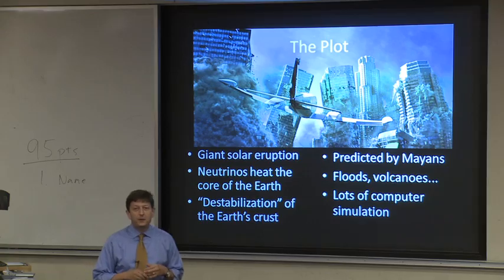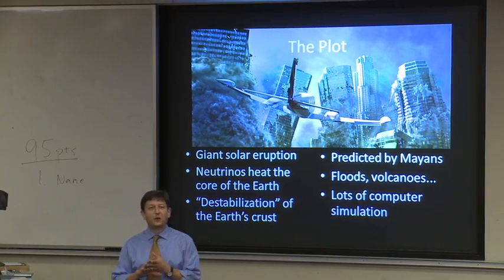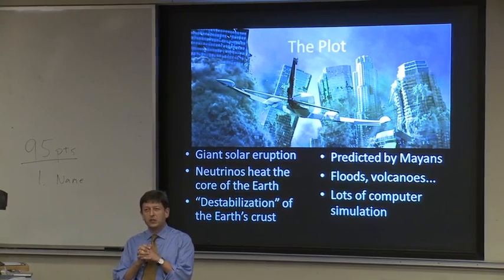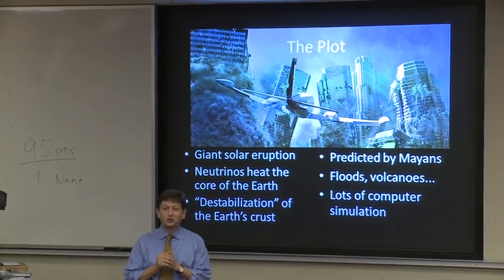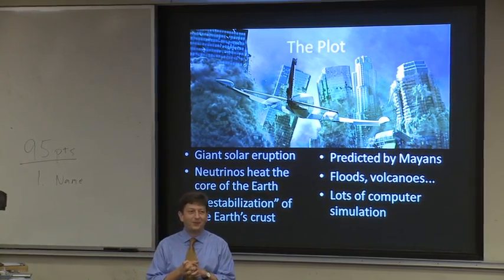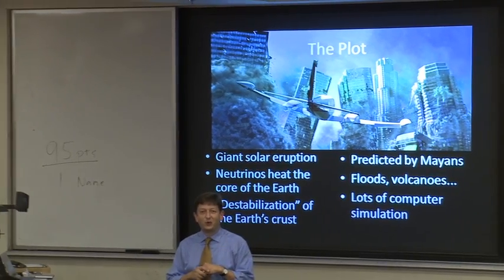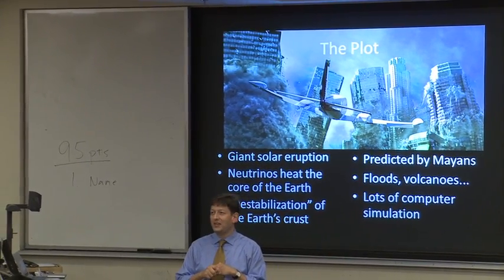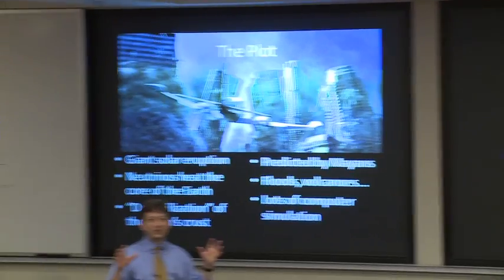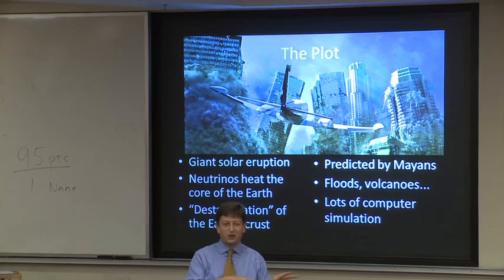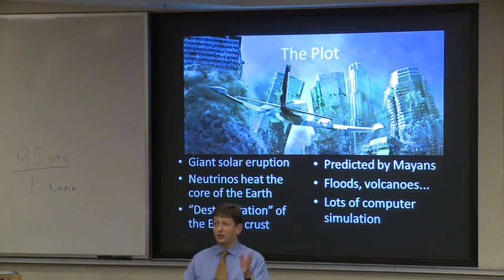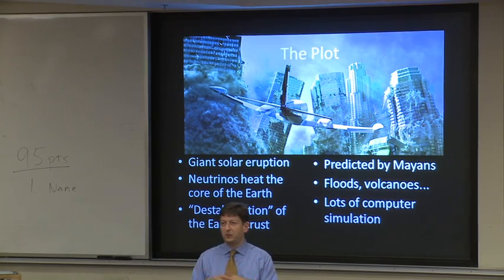So in this story, the Earth is basically destroyed. Okay. So there's some giant solar eruption, and this solar eruption unleashes this incredible burst of these particles called neutrinos. And these neutrinos come whizzing throughout the universe and bury themselves like little, I don't know, what do you call them, termites in the core of the Earth. And they heat up the core of the Earth to such a degree that it causes the core of the Earth to melt, and then actually causes huge volcanic activity, plate tectonic motion. We're in a geology school here, so I can use that word. And there's floods and everything and lots of computer simulations and everyone's dead.